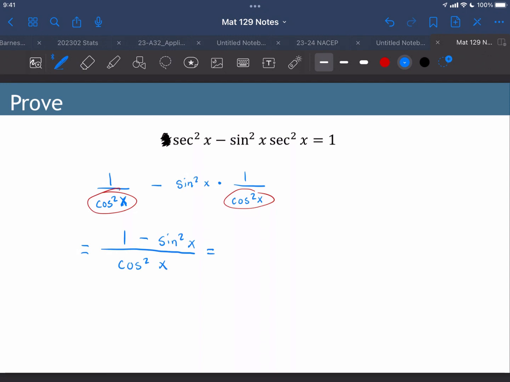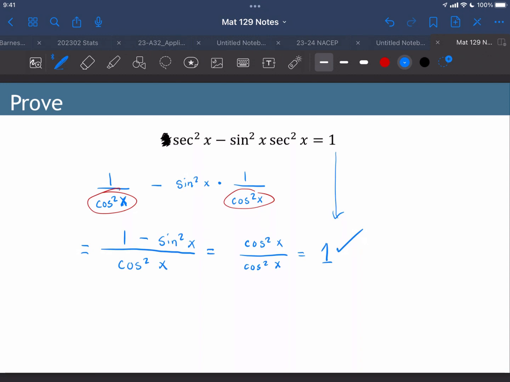So what's 1 minus sine squared? That's cosine squared. That's better. I knew that 2 looked fishy, but now I see where I got it from. Oh, hey, look at that. That's 1. Done. So we took the left side, manipulated it, and got it to the right side.